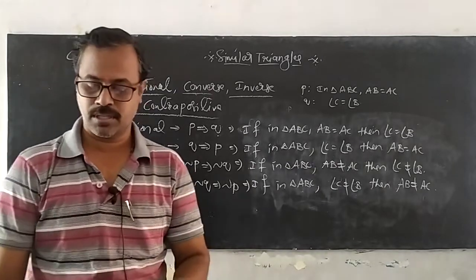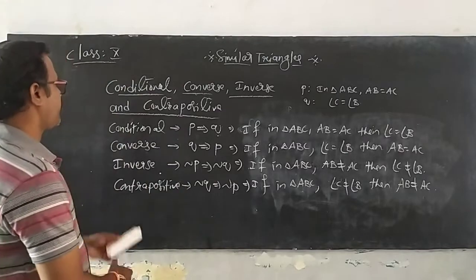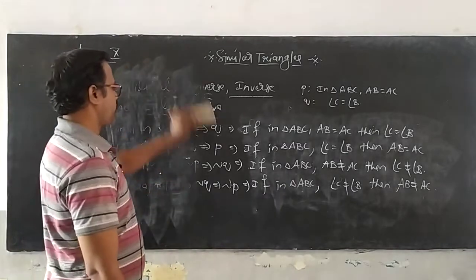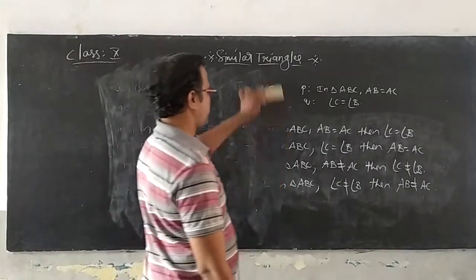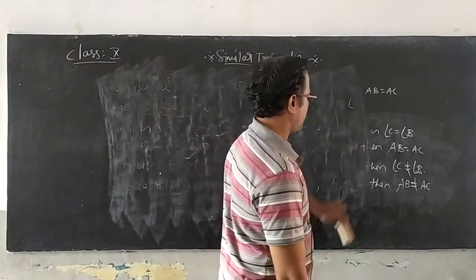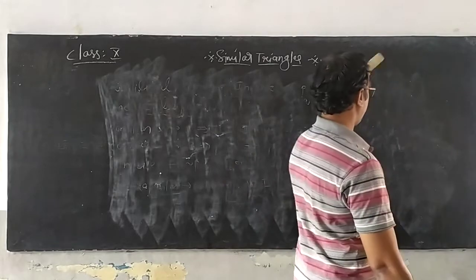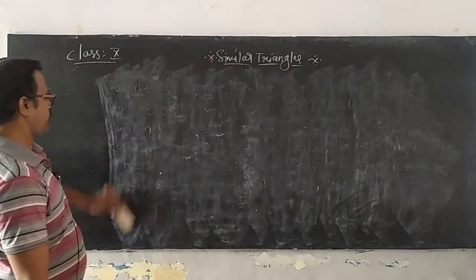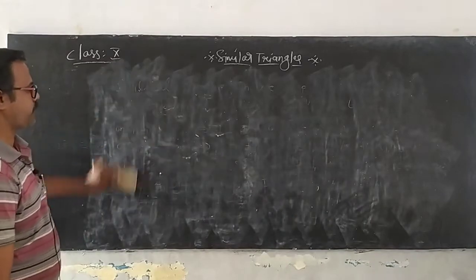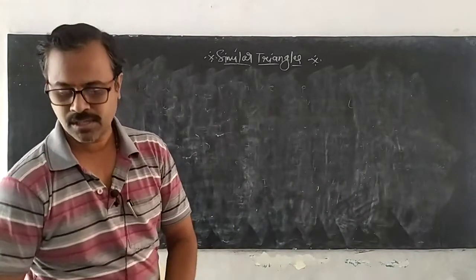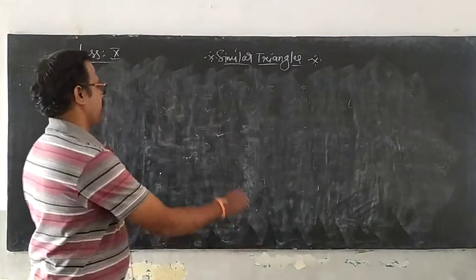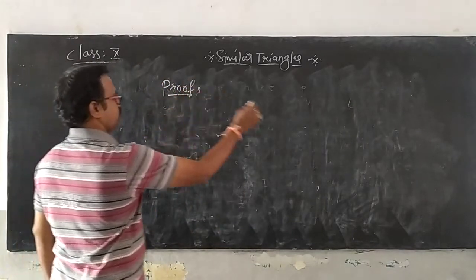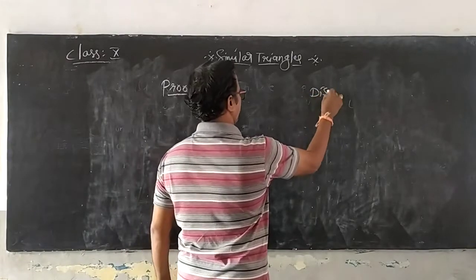Now we are coming to the last concept of your similar triangles chapter, and that is proofs and disproofs. Proof means proving the truthness of a given statement, whereas disproof means proving the falsity of a given statement. I talk about two things: one is proofs, another one is disproofs.